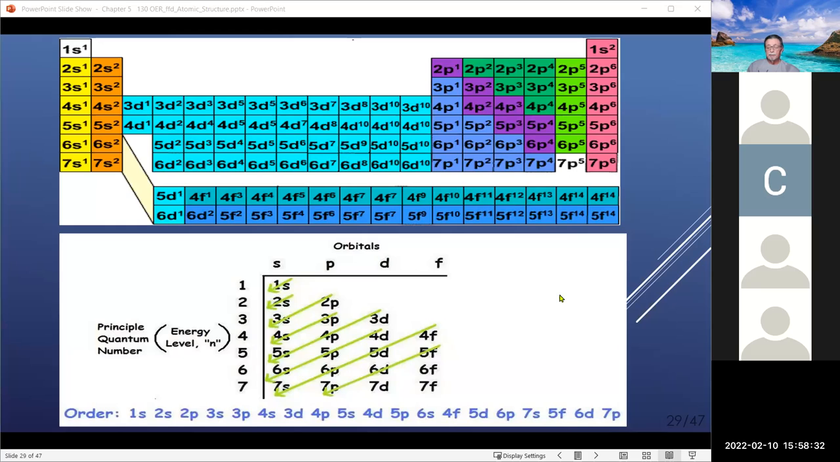You can use the graph on top to help you, and again, what we give you down here with respect to this diagram.